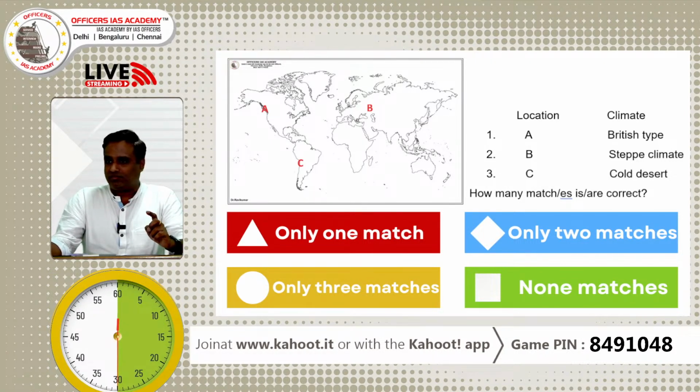The A marked in North America is exactly a British type climate because it's found over the British Columbia region of Canada, and the B, its Eurasian region, the continental region, is a steppe climate. That's also right. And C is marked as a cold desert, but it is a hot desert, Atacama. So answer 1 and 2, that is answer B, is correct.